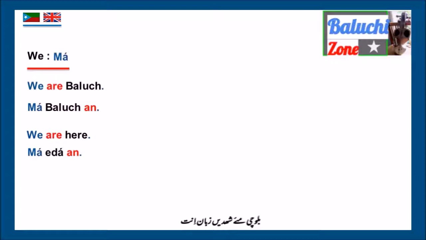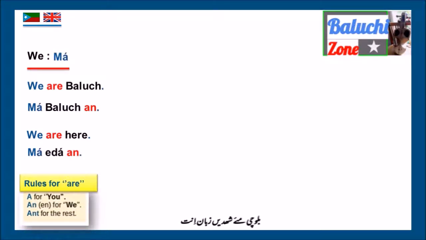As you can remember from lesson 2, are would normally translate to ant in Baluchi. However, different rules apply when we are using are with the personal pronouns you and we in a sentence. For example, when it comes to building sentences with we are in Baluchi, we would always say in instead of ant.